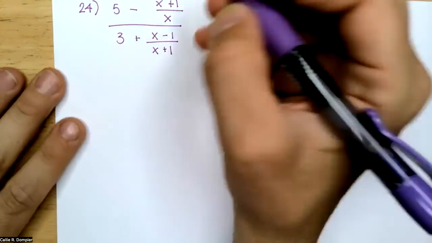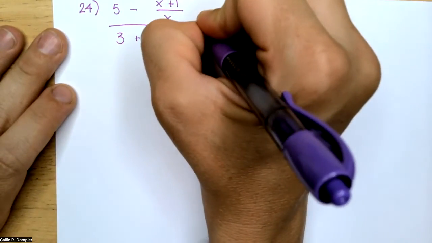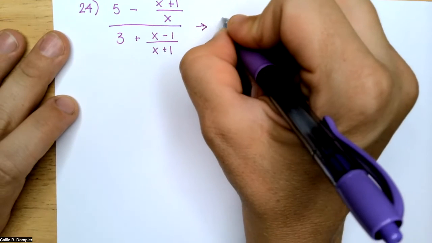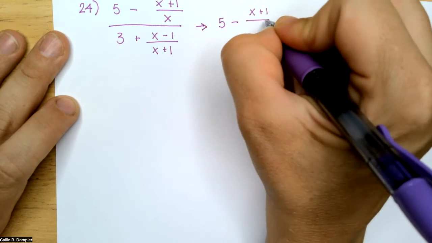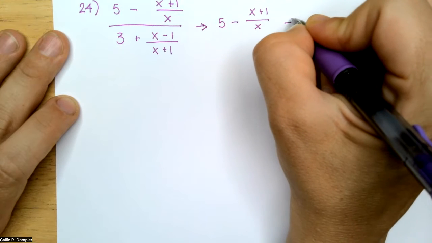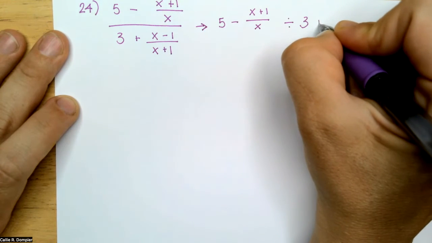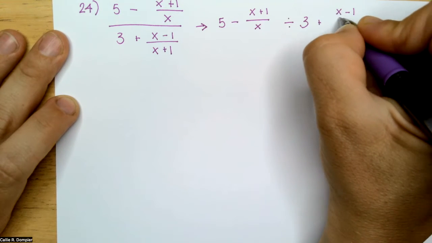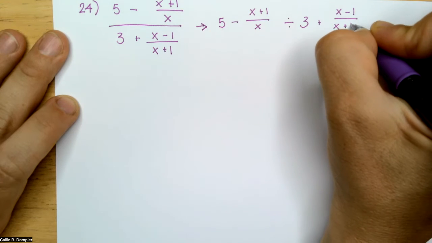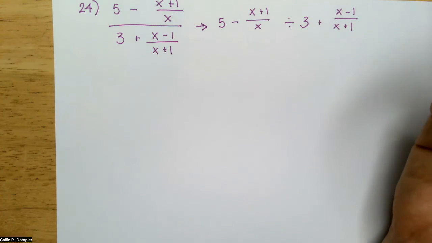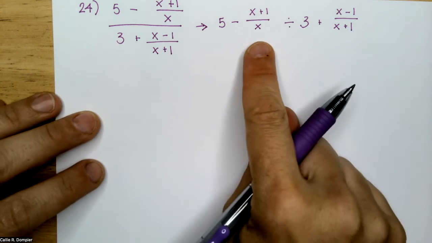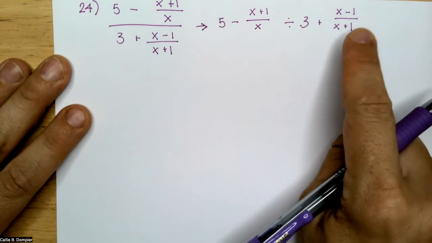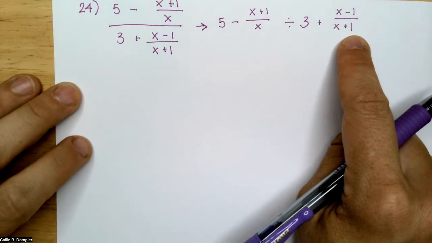I'm going to, again, change it from vertical to horizontal as my first step. So it's 5 minus x plus 1 over x divided by 3 plus x minus 1 over x plus 1. Okay, if we think about it, we need to get rid of this x and we need to get rid of this x plus 1.